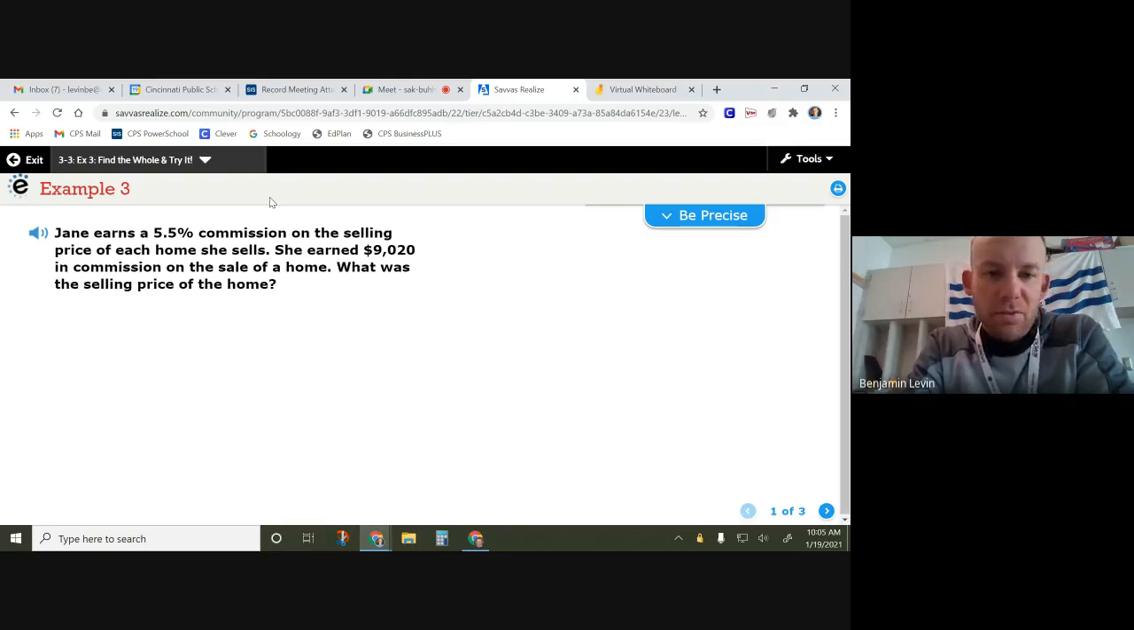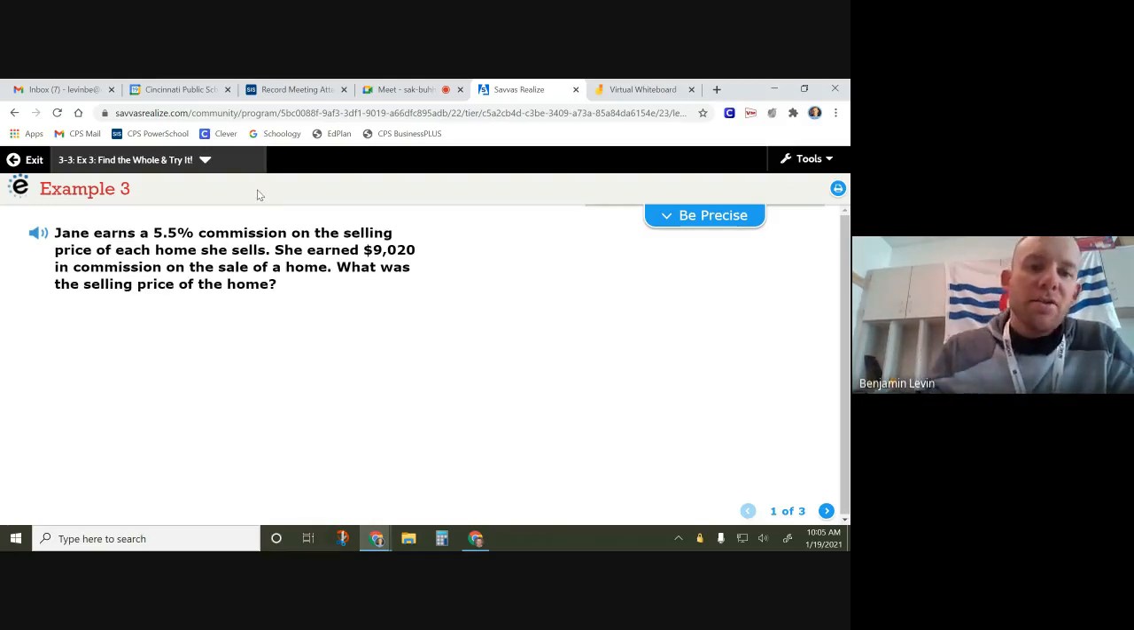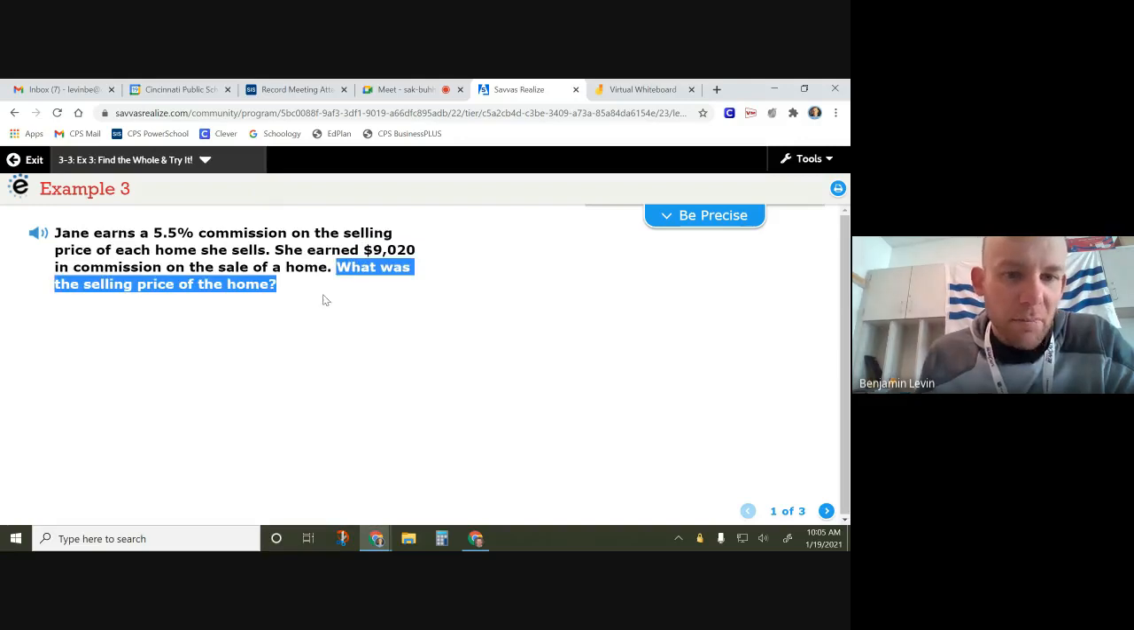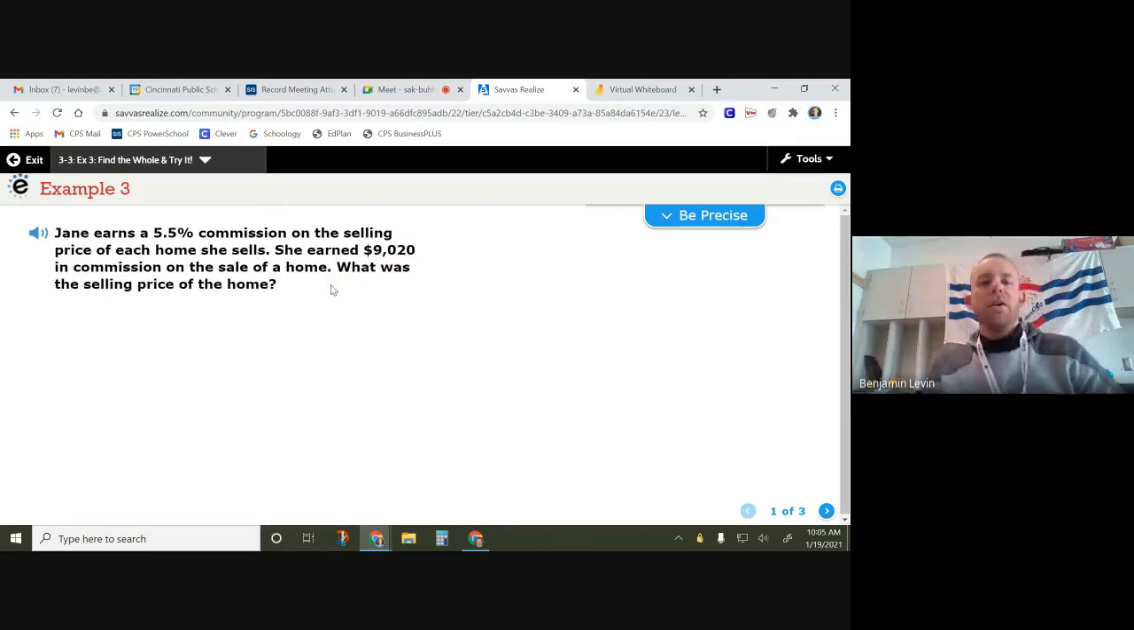And when you hire a real estate agent, you hire them to sell the house. You don't just hire them to sit there and do nothing. You hire them to sell your house. So you say, hey, when you sell my house, I will give you 5.5% of the sale price, right? That's how real estate agents get paid. So she earned $9,020 in commission on the sale of a home. What was the selling price? So it gives us the percent and it gives us the part. So we need to find out what the whole is.